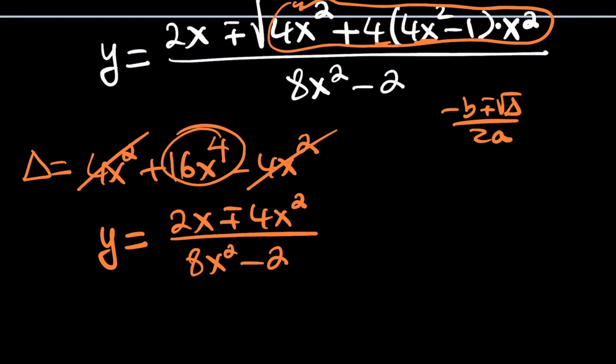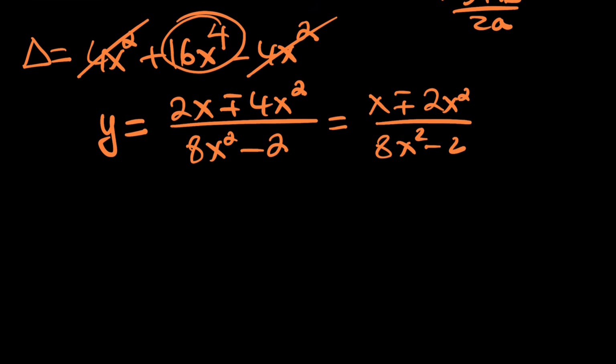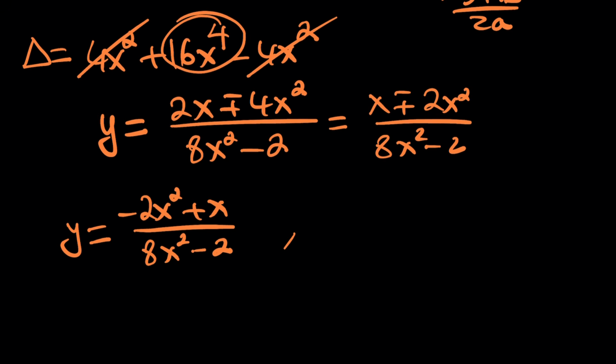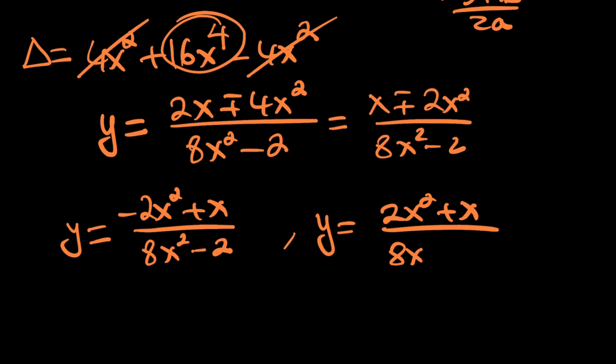Of course, this can be simplified a little bit. We can split it up as well, but let's go ahead and divide everything by 2 first. x plus minus 2x squared divided by 8x squared minus 2. And then from here, you can actually write this in a more standard form, like maybe go with the minus sign first, like this, divided by 8x squared minus 2. And the other y value is going to be positive 2x squared plus x divided by 8x squared minus 2.